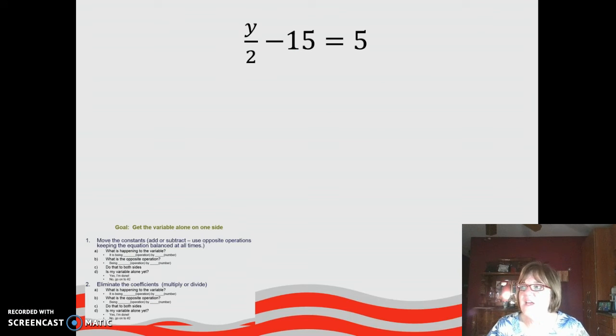Okay, so let's take a look at another problem. This one's a little bit different. As you can see, y is being divided by 2.